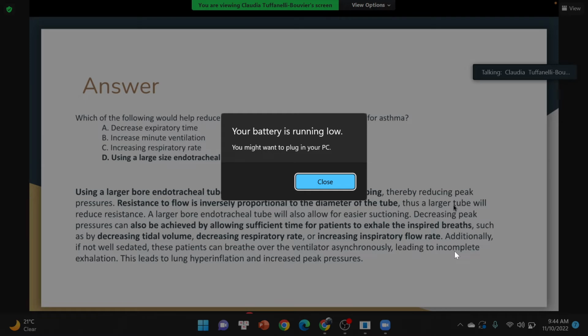It can also allow for easier suctioning, so you can suction out secretions. A lot of secretions in asthma will increase your peak pressures as well. So if you can suction, make sure there's no secretions in there. That'll help. And lastly, it won't meet resistance on the exhalation if the tube is bigger, so they can exhale more air. They're not building up air. They're not getting those high peak pressures.